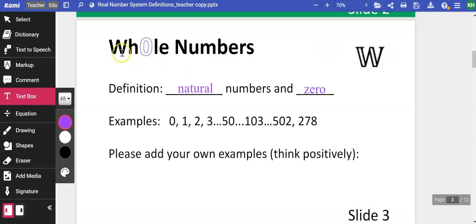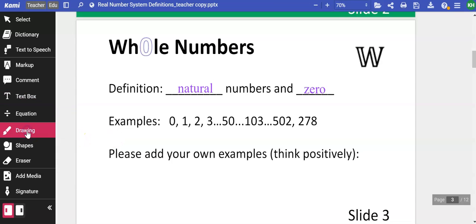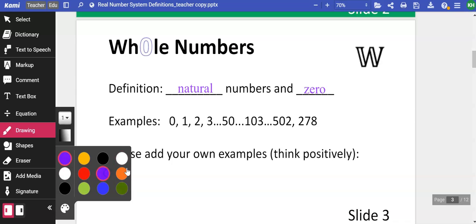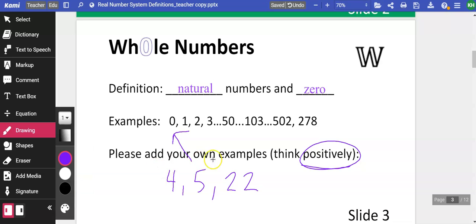And I also tried to write the word whole with what I try to make look like a 0. Because I want you to remember that whole numbers, what's different about them is that they include 0, whereas natural numbers do not include 0. It's 1, 2, 3, 4, 5, 6, etc. So now we need to come down here and add our own examples. So I'm going to go to my drawing tool, and then I'm going to use purple again. So I can still add like before. I can add 4, I can add 5, I can add 22, any positive numbers. The only thing that's different from the natural numbers is that the whole numbers also include 0. All right, let's keep moving.